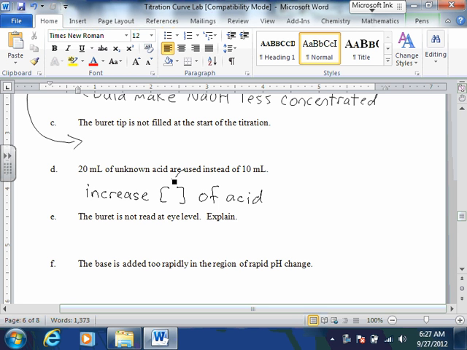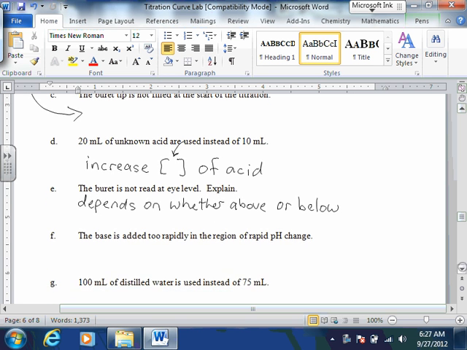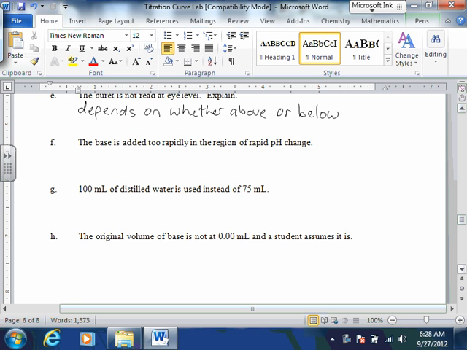Okay, well, that depends on, are we above it or below it? And then I'll let you guys think about what that would do. I mean, most likely you're going to be below it because it's up so high. But you guys can think about how that would affect it. Burette is added or the base is added too rapidly in the region of rapid pH change. Okay, so then, and then some of you actually did this, so your data is not that great in that range. So then you've got to think about what's going to happen if you added it too quickly.